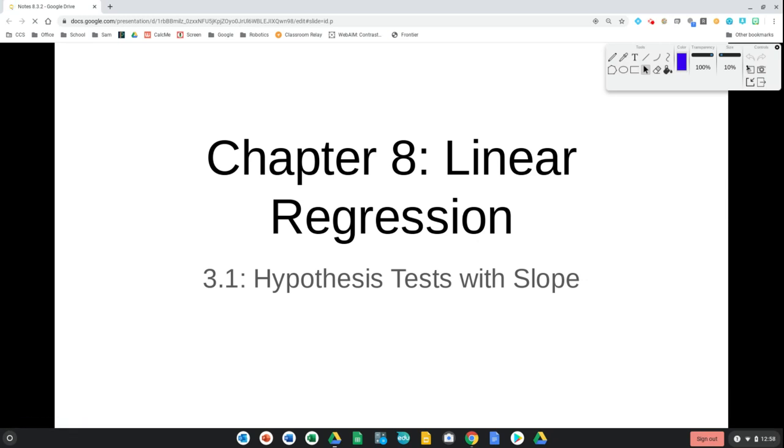In this video, we are going to look at doing a hypothesis test with slope. Now, in the last video, we looked at doing a confidence interval with slope. The reason why we would do a hypothesis test is really just to verify that this slope is significant.